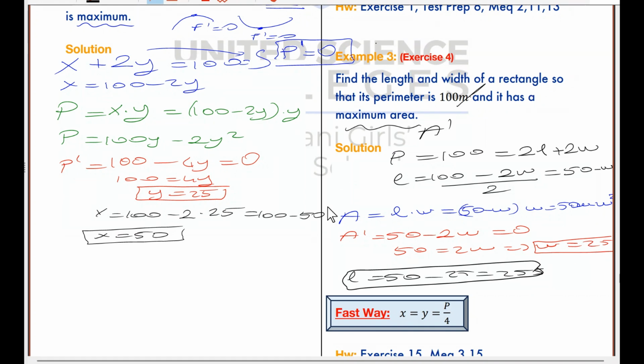Okay, so in order to solve this question, you need to know the formula for finding the area and the perimeter of a rectangle. All right. There is a fast way for these types of questions. We can say the length and the width for these types of questions is perimeter divided by 4. Our perimeter is 100. 100 divided by 4 is 25, which is for both length and width.